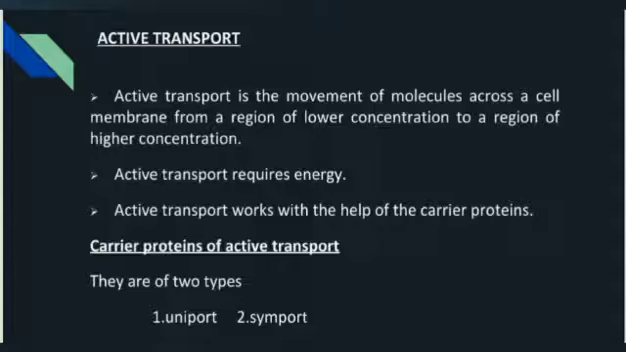Active transport. Active transport is the movement of molecules across a cell membrane from a region of lower concentration to a region of higher concentration. Active transport requires energy. Active transport works with the help of carrier proteins. Carrier proteins of active transport are of two types, uniport and symport.